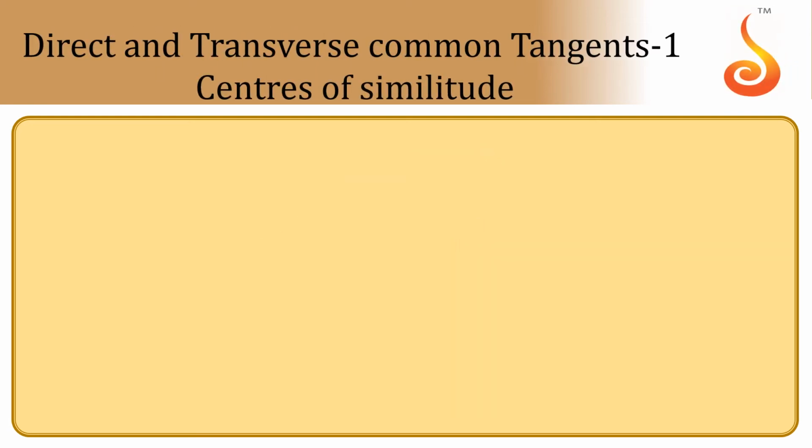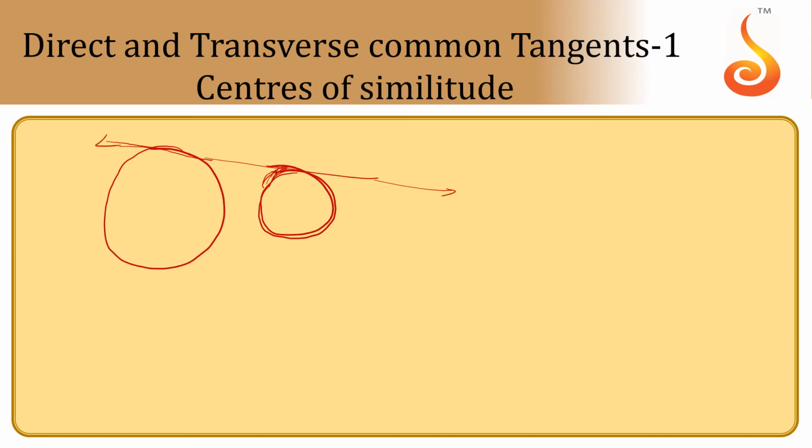Next, direct and transverse common tangents, centers of similitude. Suppose if you have two circles in a plane, you have different positions. We'll discuss.